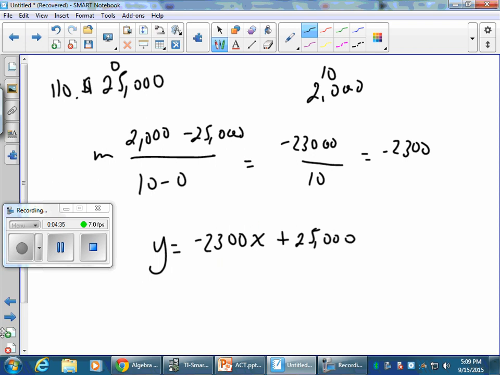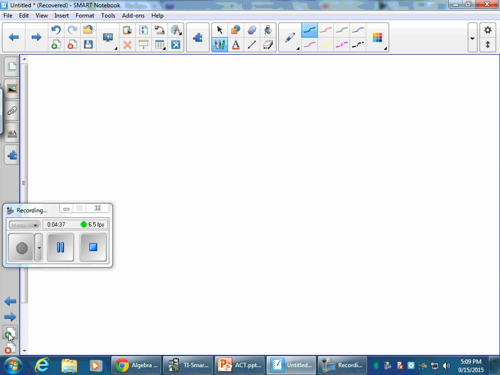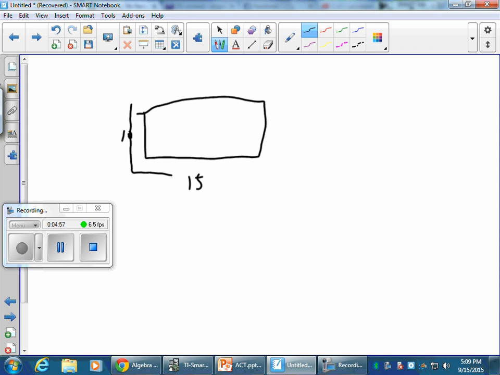Problem 115. We've got the length and width of a rectangular garden are 15 meters and 10 meters respectively. So I'll put 10 over here on the shorter side and 15 here. A walkway of width x surrounds the garden. So I probably should have done that a little bit differently and written that inside. Almost done, Allison. So this is 10, sorry, and this is 15.